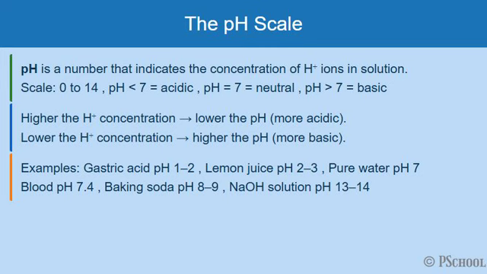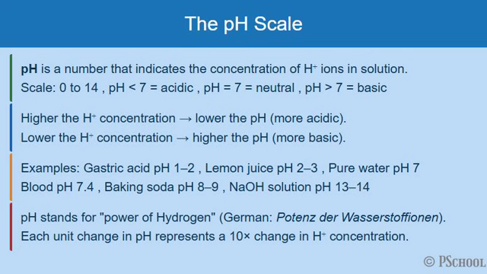Pure water has pH 7. Blood has pH 7.4. Baking soda has pH 8 to 9. Sodium hydroxide solution has pH 13 to 14. pH stands for power of hydrogen. Each unit change in pH represents a 10 times change in H+ concentration.